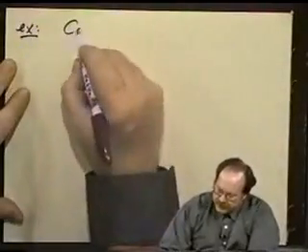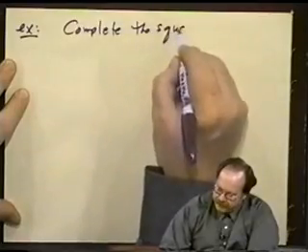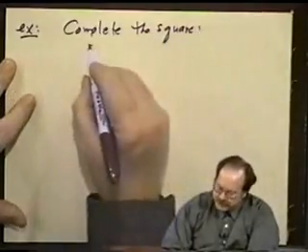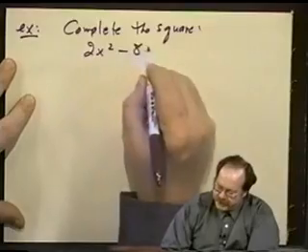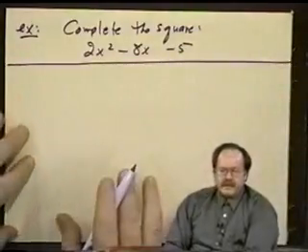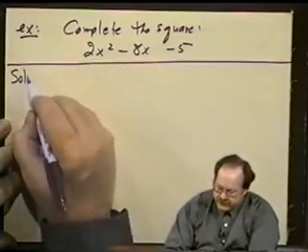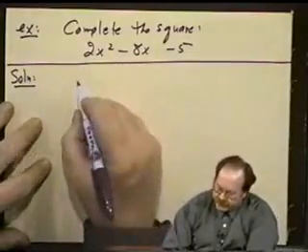All right, my next example. Complete the square. Again, and this time 2x squared minus 8x minus 5. Again, it might be worthwhile to stop and see if that's a perfect square. It is not, so I'm going to have to make it a perfect square.